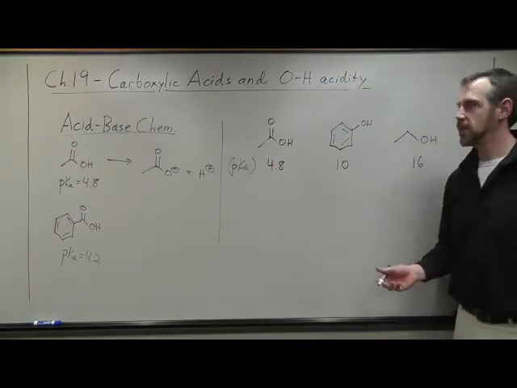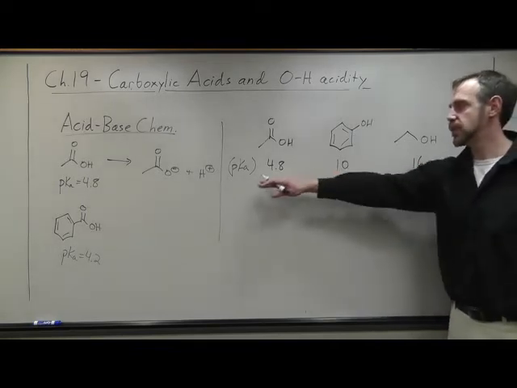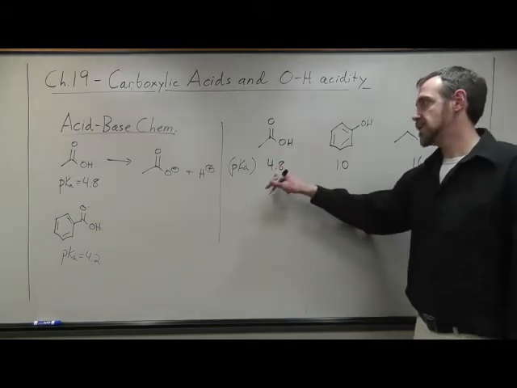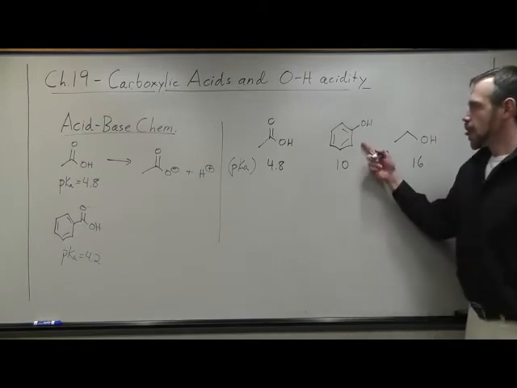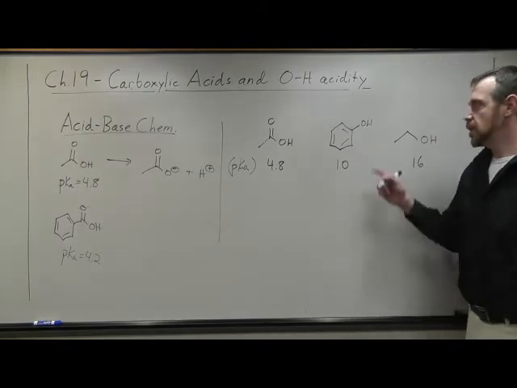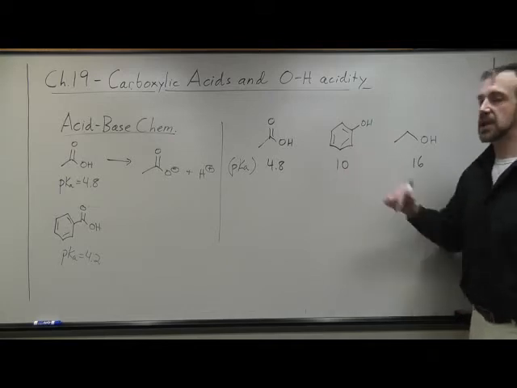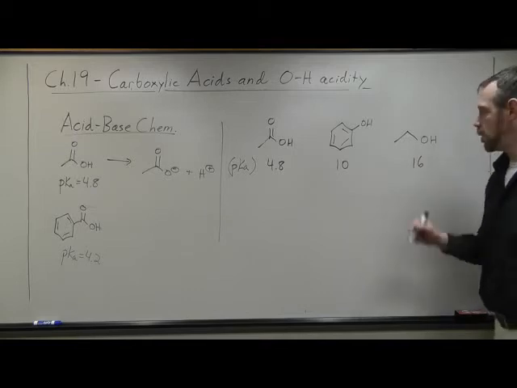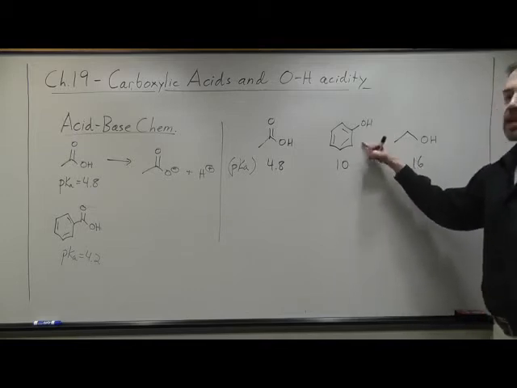Let's compare these following structures. Each of these has an OH bond, but we have drastically different pKa values. Carboxylic acid, close to 5, very acidic. Here's phenol. Notice phenol is an alcohol, but it's an aromatic alcohol, and its pKa is 10. We can compare that to a normal alkyl alcohol with a pKa of 16. And then think about why we have a pKa of 10 here.